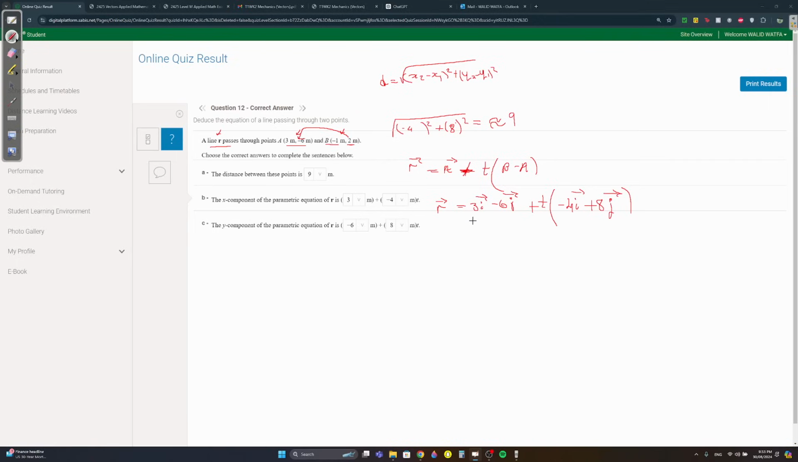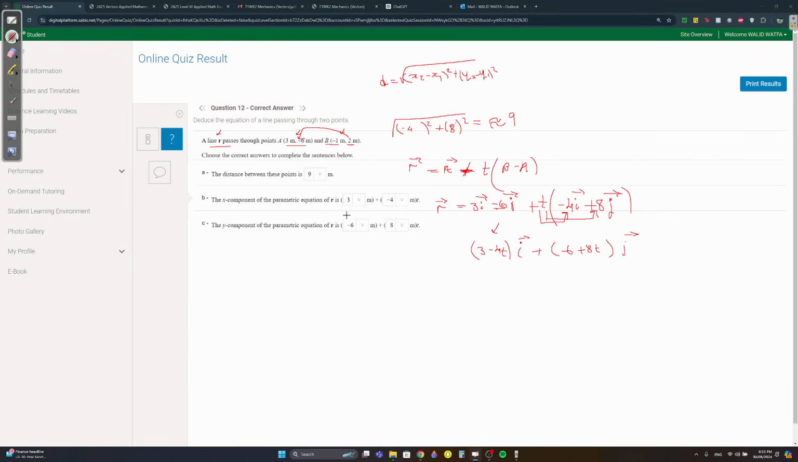What did we say we do? Our answer has an i component and it has a j component, right? What is the i component? You take the first one, 3, plus t times the second one, minus 4t. Then for the j component, you take the first one, minus 6. Then you take the second one, t times 8, 8t.